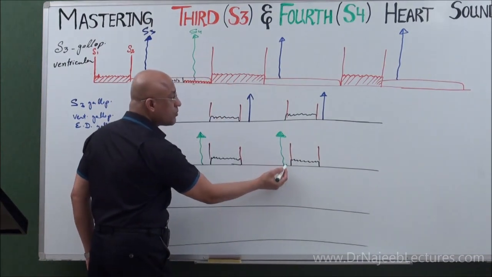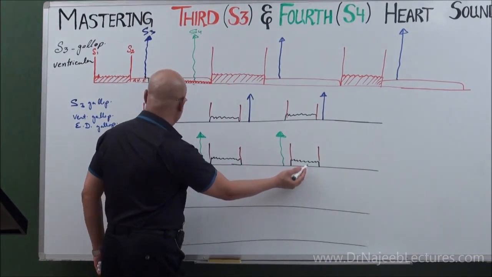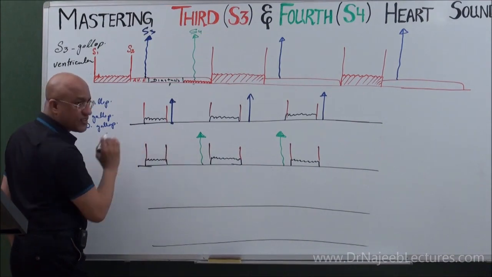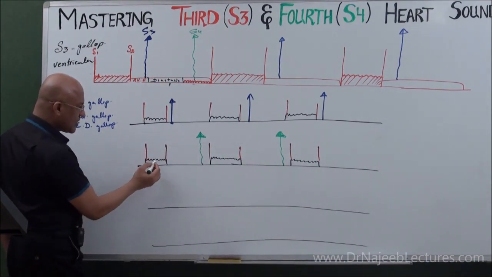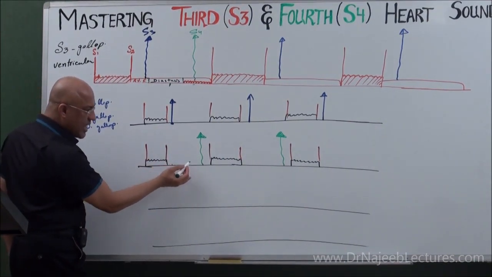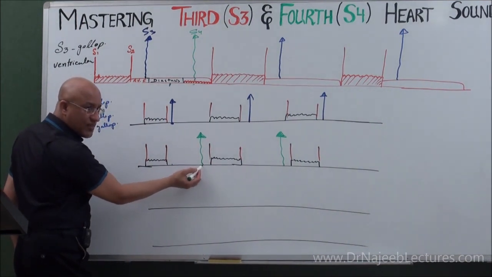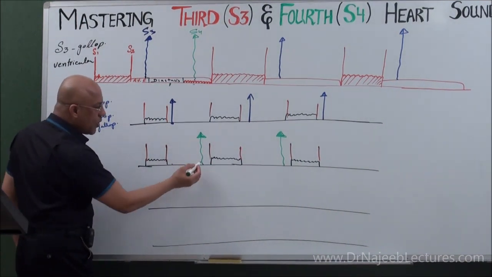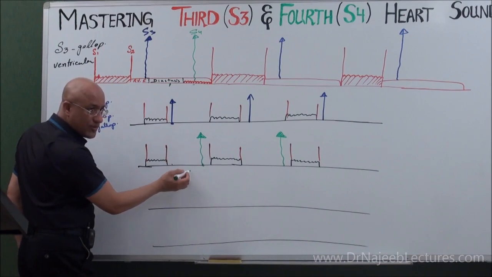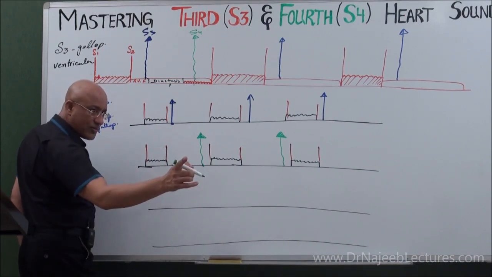S4 comes just before the next systole. S3 comes after the systole. Yes. S3 comes after the systole. S4 comes just before the next systole. Is that right? Now S4 is a late diastolic sound or pre-systolic sound.